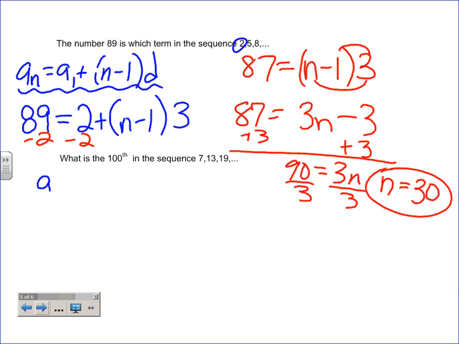Now, some people write a sub 100. You don't have to do that if you don't want to. That's totally up to you. Some people like to just see a sub n and be done with it. But n is really 100 in this problem. So a sub 1 for this problem is 7 plus n is 100 minus 1. And what is the difference? 6. So a sub 100 basically just means the 100th term. Because a sub 1 is the first, a sub 2 is the second. You get the idea.